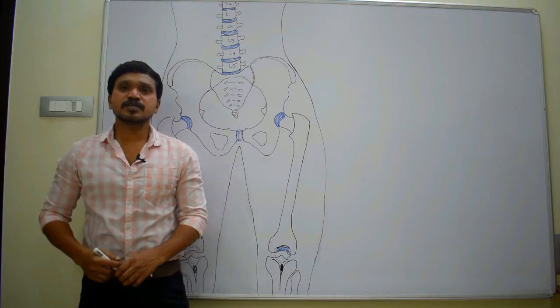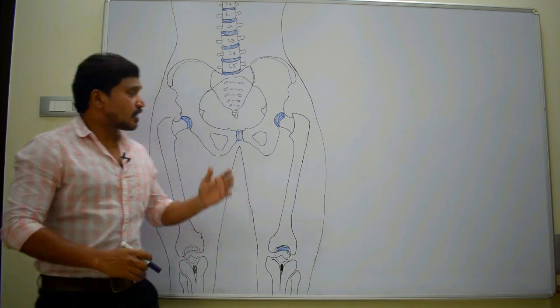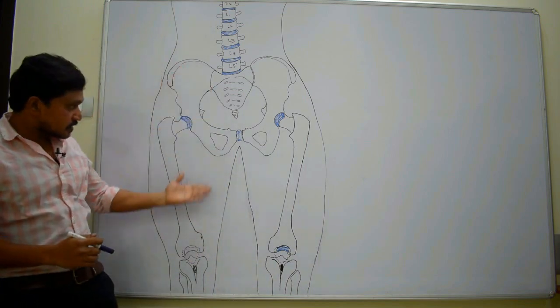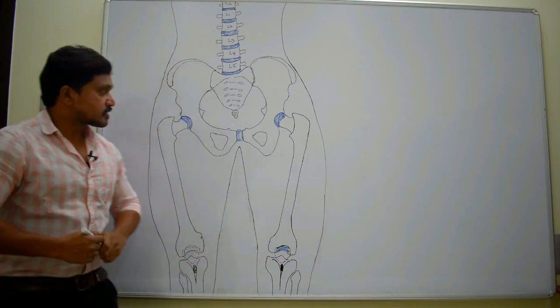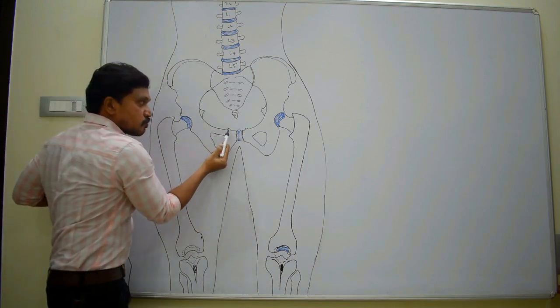In this session, we will discuss the femoral triangle. Before going to discuss the femoral triangle, let me introduce a few muscles which are present in the anterior aspect of the thigh. See here, this is the symphysis pubis and this is the pubic tubercle.